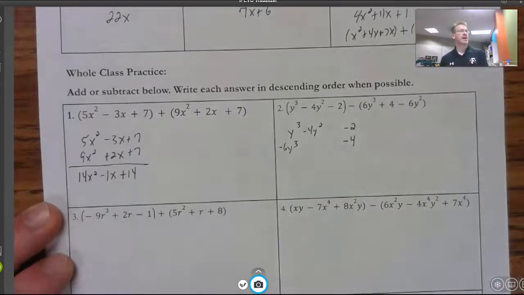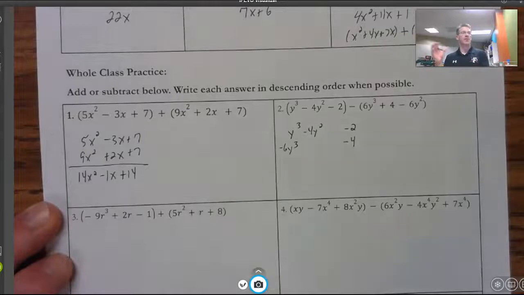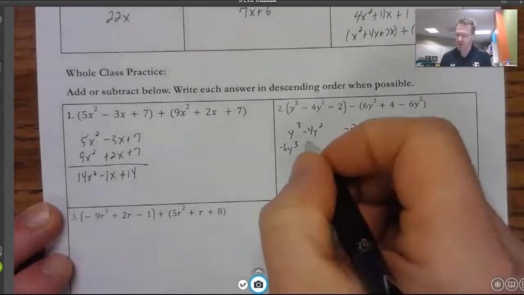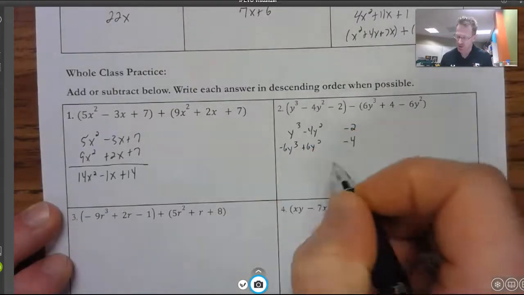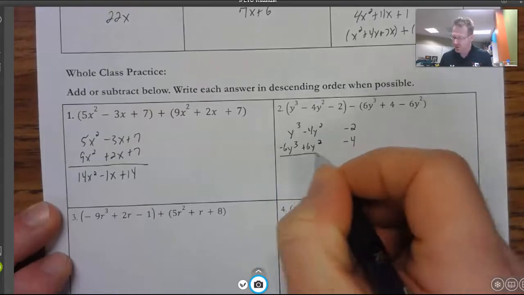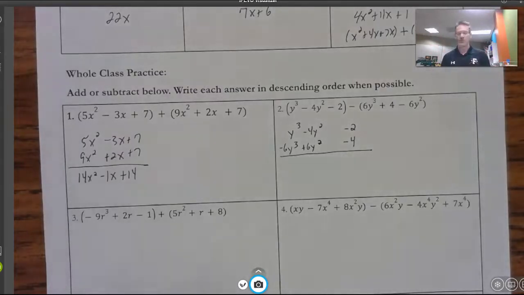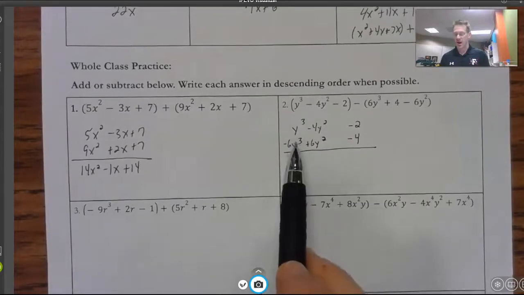And here's what I mean by things being out of order. This allows me to move things around, line them up, make sure I get like terms with like terms. And then when I subtract a negative 6y squared, that becomes a positive 6y squared. So notice this allows me to account for everything. It allows me to distribute that negative. It allows me to line everything up and make it a little bit of a smoother process to account for everything and make sure I do everything that I need to do in the problem.